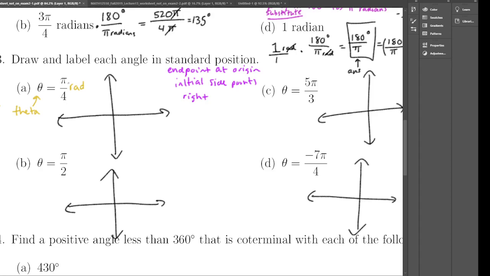You are not allowed to do that. You are going to write RAD after every angle that's in radians so that you keep track. But sometimes mathematicians do leave it off, particularly if there is a pi in the expression and they actually do mean radians.